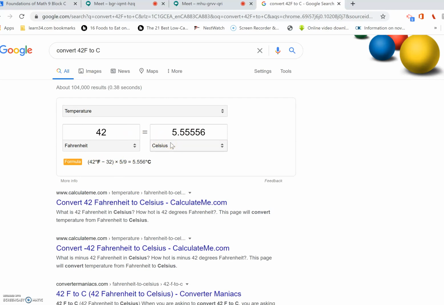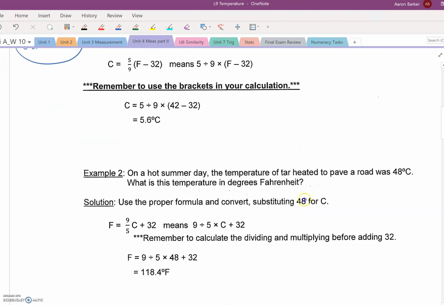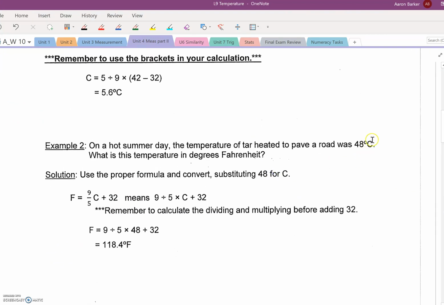You think you need a jacket? Damn right. It's pretty darn cold. Okay? So it's important to know that. Next one. On a hot summer day, it's 48 degrees Celsius. Well, what is that in Fahrenheit?